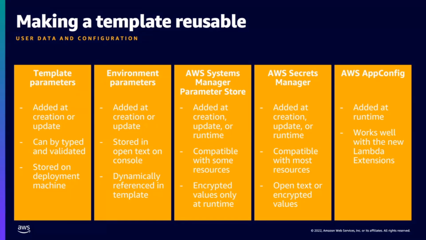The next way is through the AWS Systems Manager Parameter Store and the AWS Secrets Manager. These are very similar in how they work. You can add these at creation, update, or runtime. They can be accessed in your code. So if it's something you need to grab at every invoke, then this might be a good place to store them. The Systems Manager Parameter Store works with some resources, not all, and the Secrets Manager works with a lot more resources.